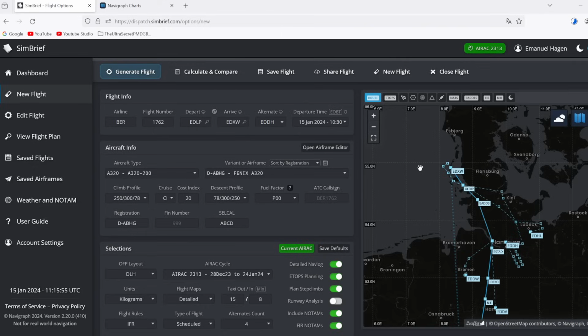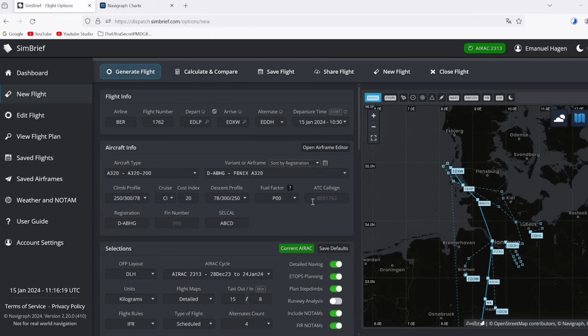Now, likewise, instead of not needing one at all, there are also situations in which you need two alternate aerodromes. And that is the case when the destination aerodrome is below the planning minima, or when no meteorological information is available for your destination aerodrome. In those cases, you need two destination alternate aerodromes.